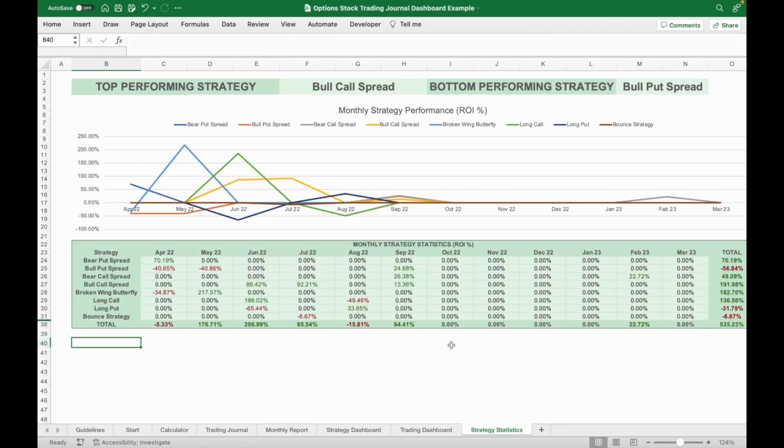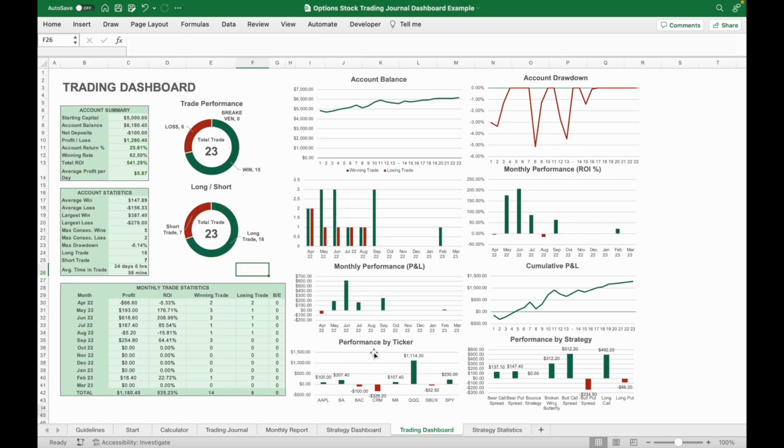There is also a strategy statistic to show you the best and worst performing strategy for you to compare the performance of each strategy through the period of 12 months in terms of return on investment. And finally, the most important part of this journal is the main trading dashboard. It provides you a comprehensive overview of your trading activity over a 12-month period. It displays your account summary including total P&L, win rate, and account statistics such as average win and average loss.